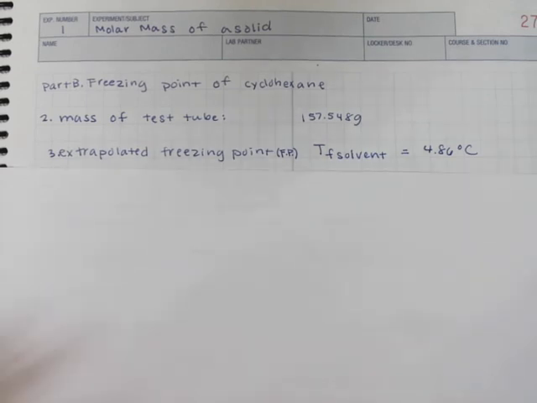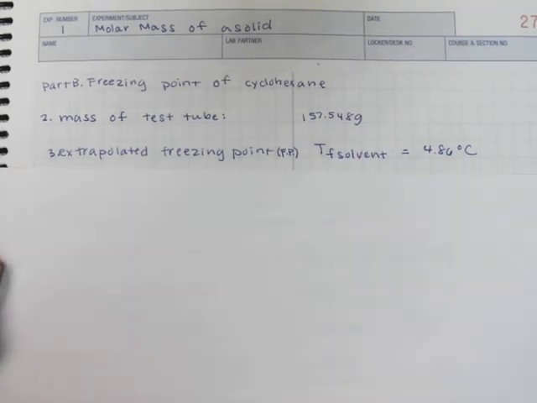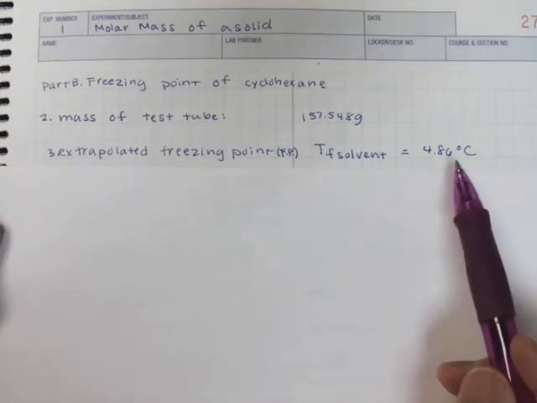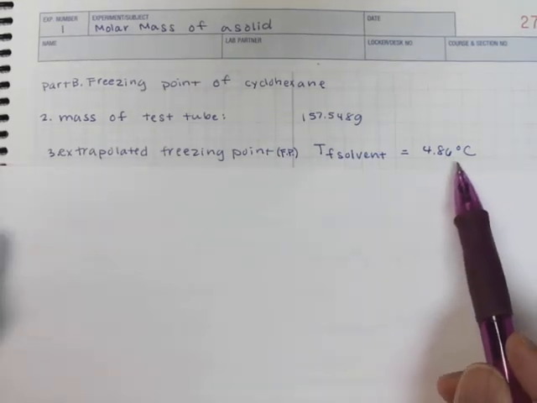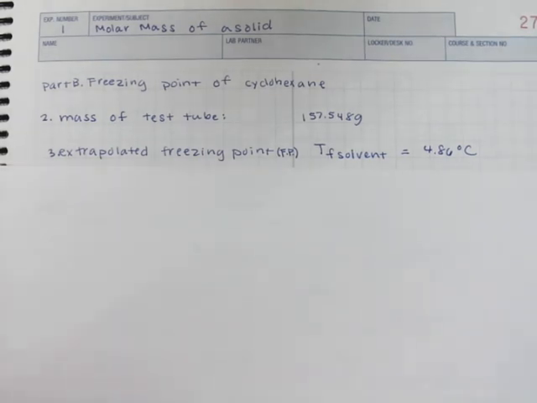For experiment 1, molar mass of a solid, some of the data that you would have collected is the mass of the test tube, so you might have zeroed some of that out or tared it in order to get the mass of just the tube. Then you went ahead and did the experiment and extrapolated the freezing point. So the freezing point of just cyclohexane, this is a former student's set of data, was 4.86 degrees Celsius.